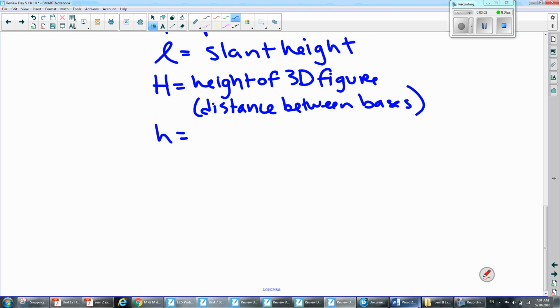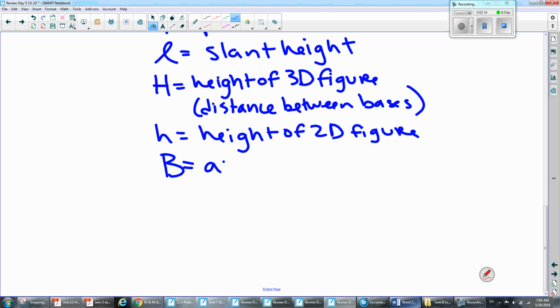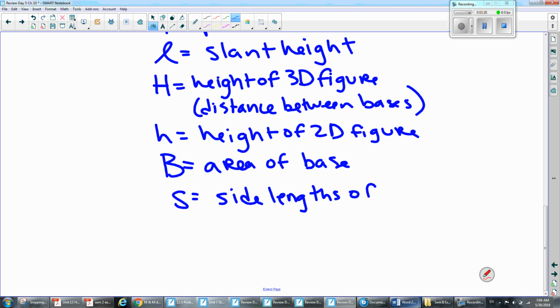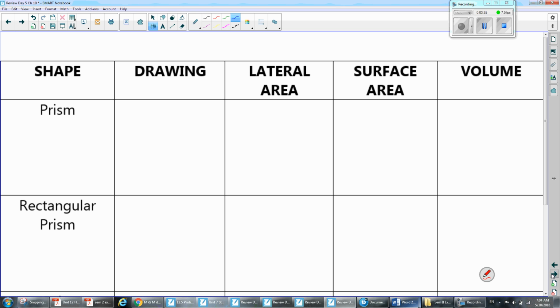When we talk about a lowercase h, that's the height of just a two-dimensional figure. Same thing with the capital B. This is the area of the base. And if it's an S, this is really one of those side lengths of a square. So we can use those letters in the following formulas.